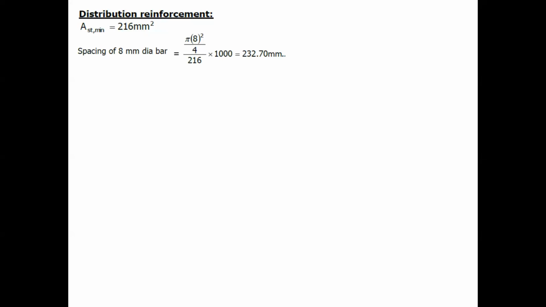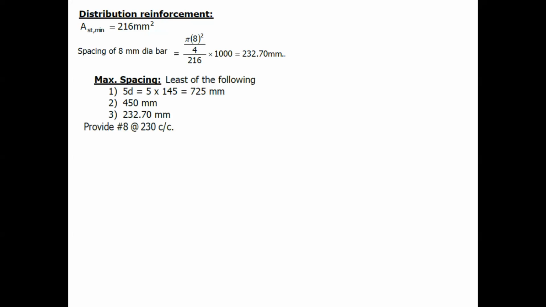Yes, sir. Okay. Next, take down, maximum spacing is the least of the following. Here you have the condition, one is 5D, then 450, then the spacing which you have calculated. Among these three, you have to take the least. So the least is 232. So here you are going to consider providing 8 mm dia at 230 mm center to center. Okay. Any doubt in this? Is it clear for everyone?